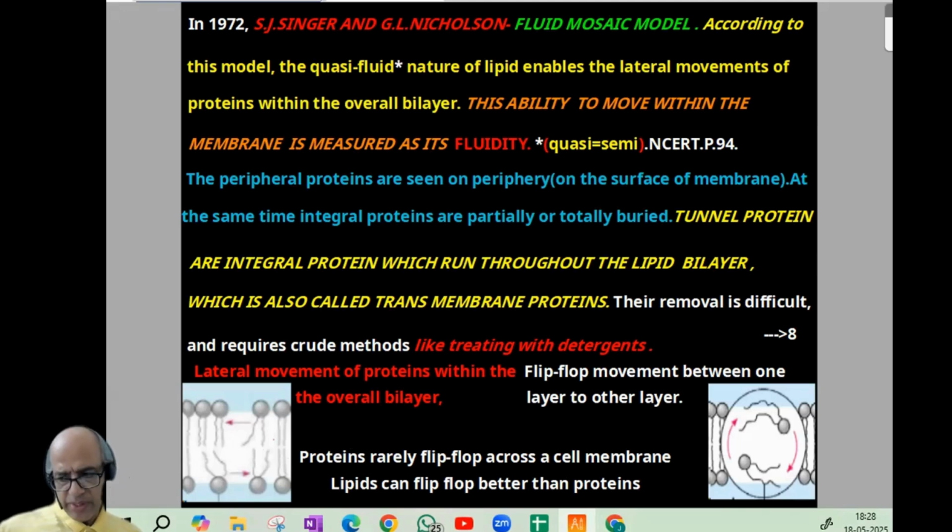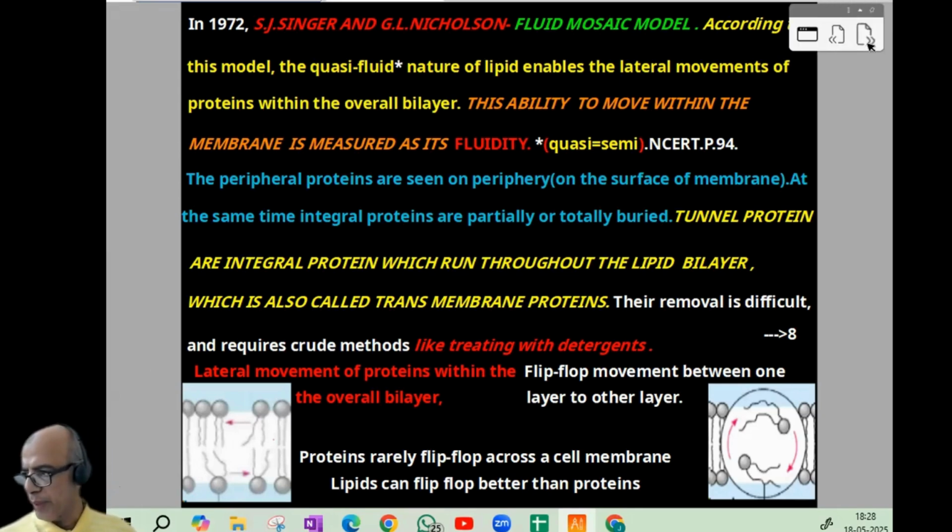And this area shows that some kind of research is still going on. It's a very complicated area. Proteins rarely flip-flop across a cell membrane. Lipids can flip-flop better than proteins. So lateral movement here, and flip-flop here. I think the idea is clear.